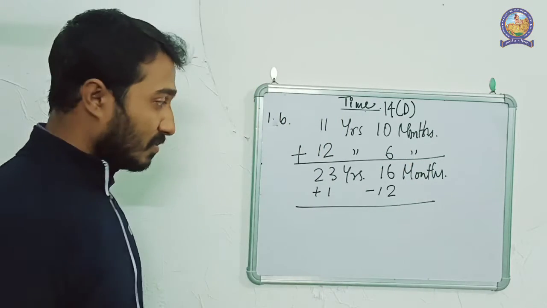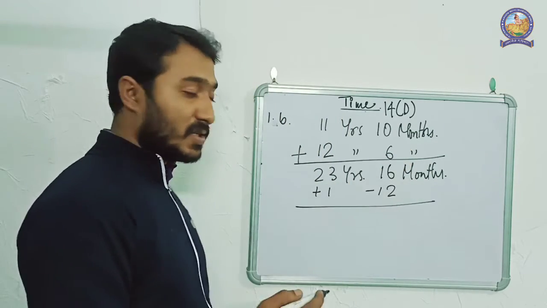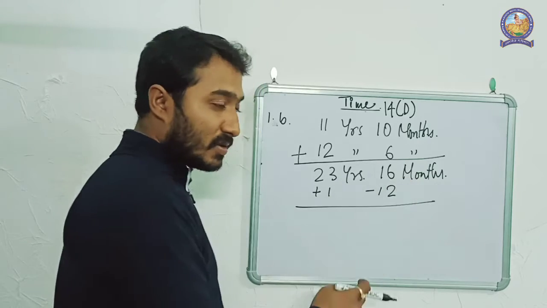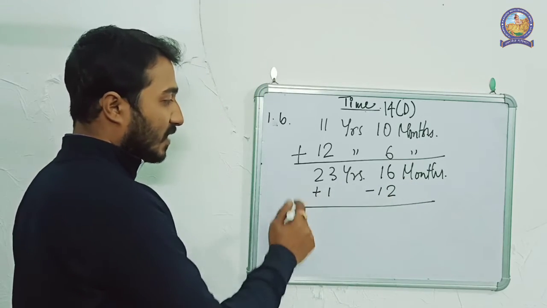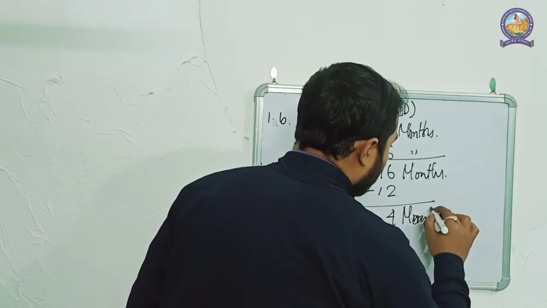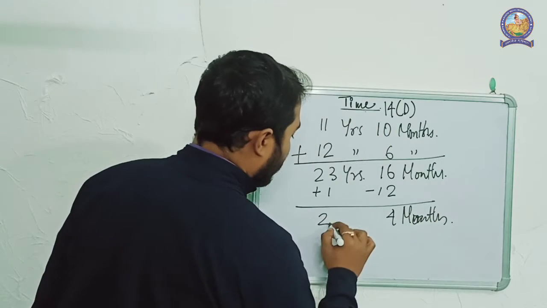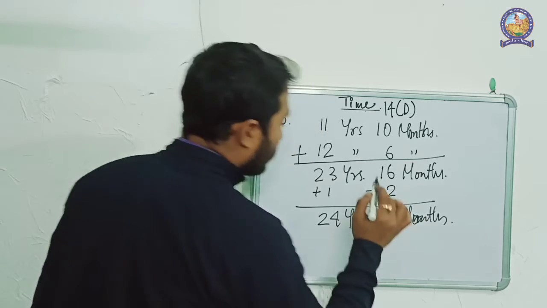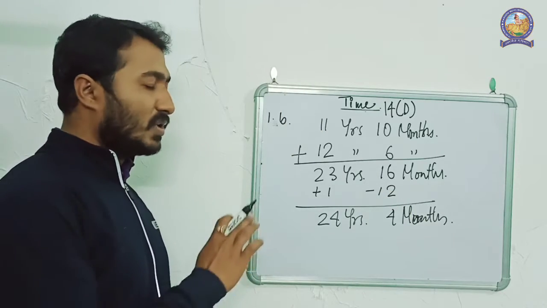Why not 60? Because the relation is not for 60. The relation is 1 and 12. That is why 12 is subtracted and 1 is added. So it becomes 4 months and 24 years. So this is our answer. This is how we do the calculation.